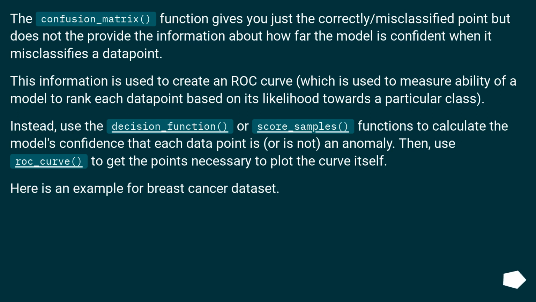Instead, use the decision_function or score_samples functions to calculate the model's confidence that each data point is, or is not, an anomaly. Then, use roc_curve to get the points necessary to plot the curve itself. Here is an example for the breast cancer dataset.